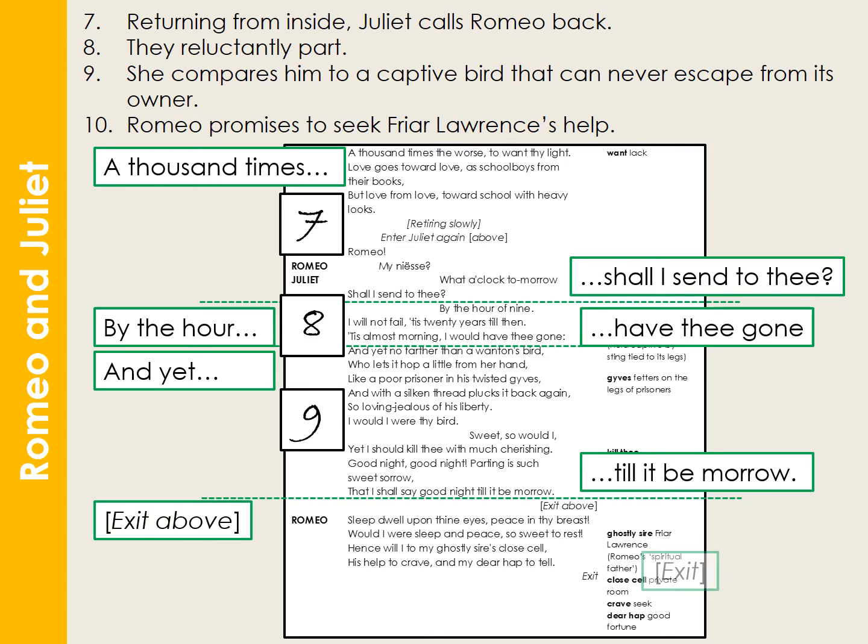And then finally, he promises to seek Friar Lawrence's help. And a friar, I think you've already been taught this, but a friar is a name for a priest. So a priest in the Catholic faith. So of course he's going to the priest to get an idea of whether or not the priest will marry them.